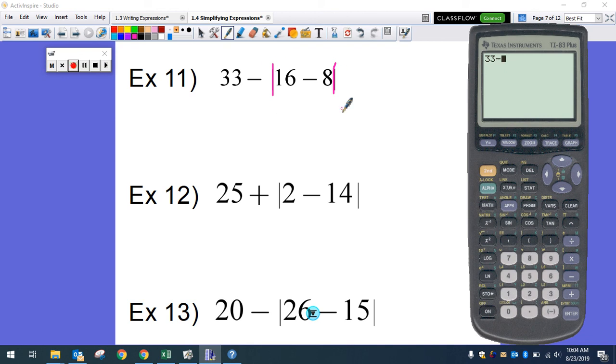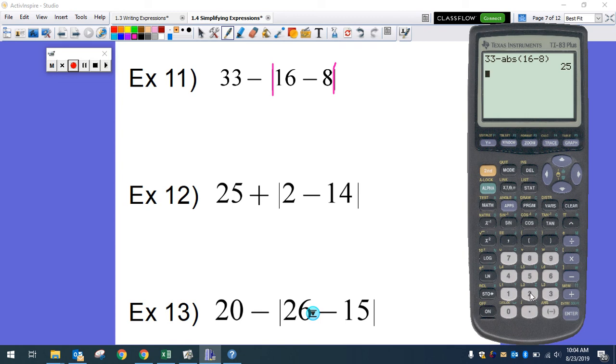And you might want to write these steps down in your notebook so that you can use it on your test. You're going to press second. Second is right here. And then you're going to press 0. And this list pops up. ABS stands for absolute value. So I'm going to hit enter. And then I'm going to type in 16 minus 8. I'm going to close that parentheses. So that is 33 minus the absolute value of 16 minus 8. And you get 25. So the answer to 11 is 25.